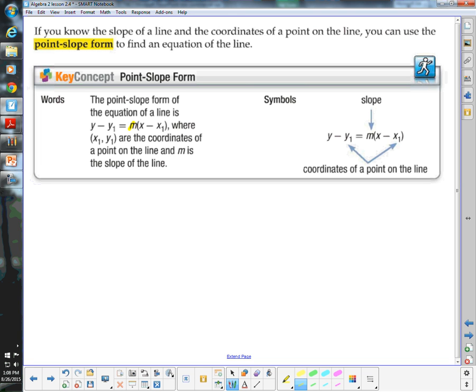Now, the other part is the point. If you have a point, then your y number is going to go right here. Your x number is going to go right here. Once again, there's the whole thing. Let me show you how this works.